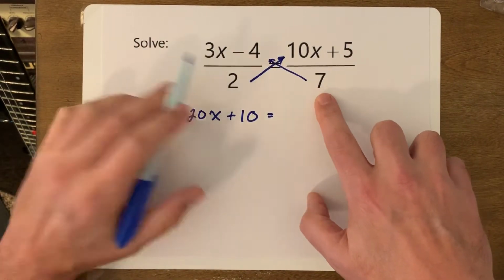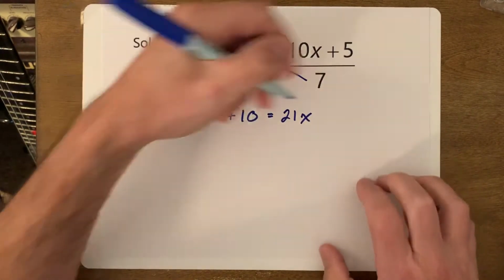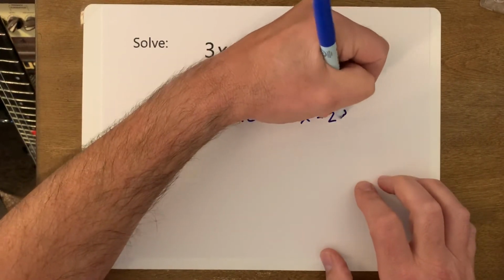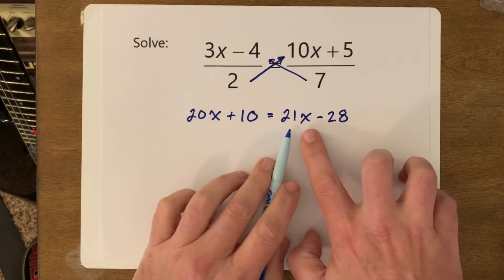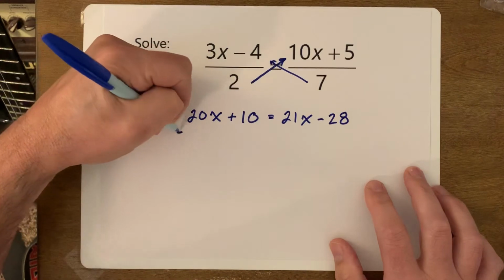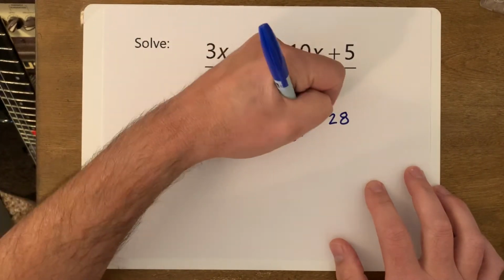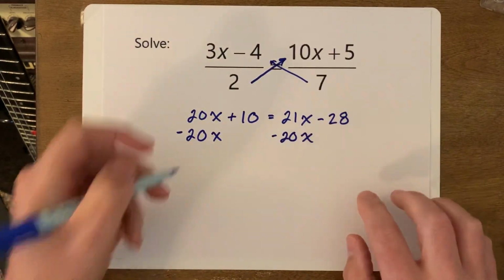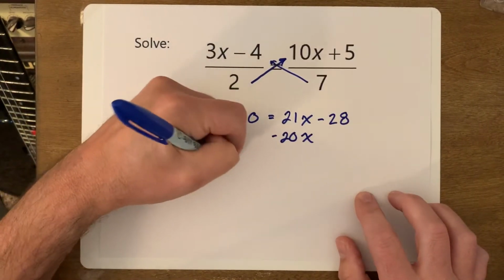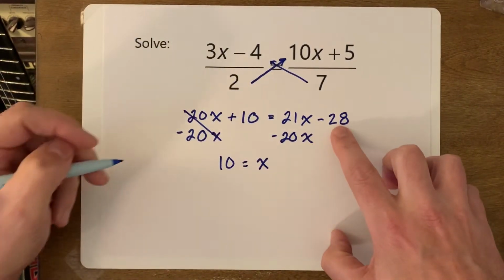7 times 3x is 21x. And 7 times negative 4 is negative 28. So what happened now is I wound up with a 21x over here, a 20x over there. So my first instinct is to subtract the 20x on both sides. So I'm going to get a positive result over here. Bring down my 10 equals, that would be a 1x, lucky again, minus 28.